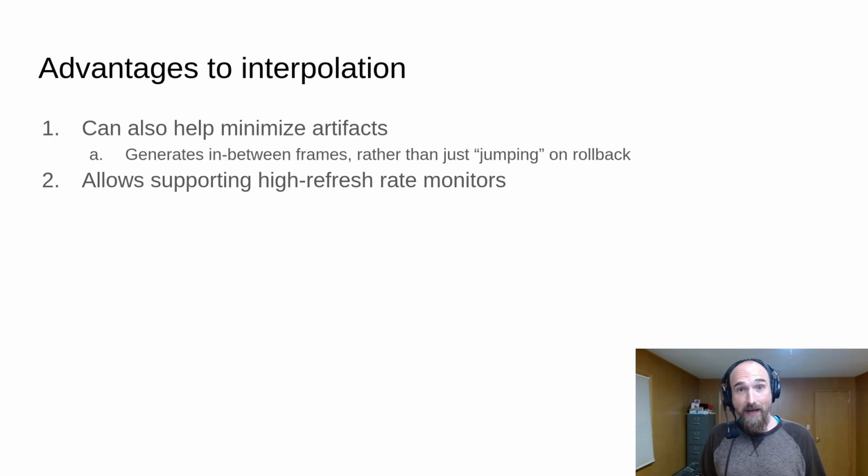If your player has a monitor that refreshes at 90 Hz or 120 Hz or 144 Hz, well, too bad. They're only going to see the game at 60 Hz. But with interpolation enabled, your game can generate frames in between the simulation ticks. These extra frames are purely visual. The underlying game logic will still be running at whatever your simulation rate is, but players with higher refresh rate monitors will get a smoother visual experience.